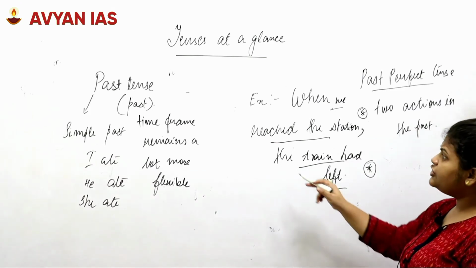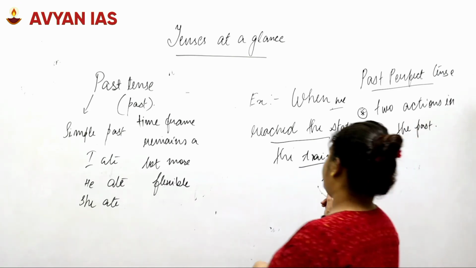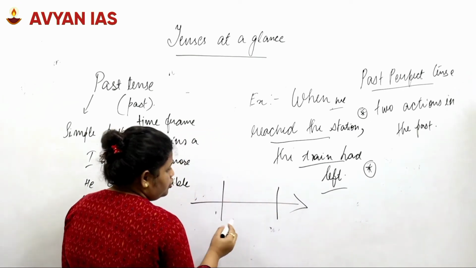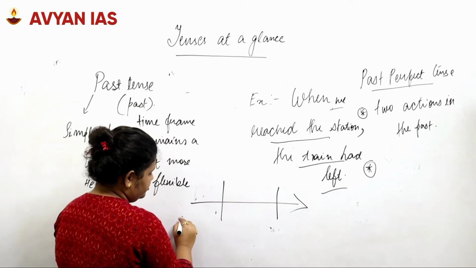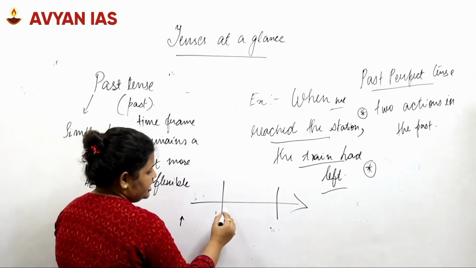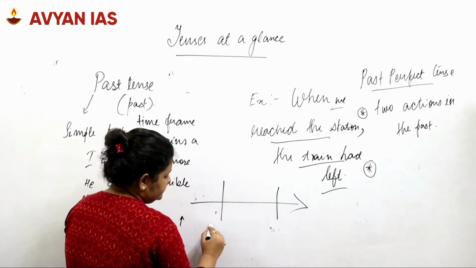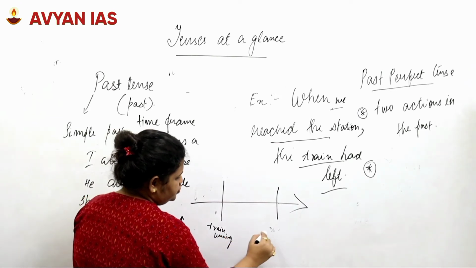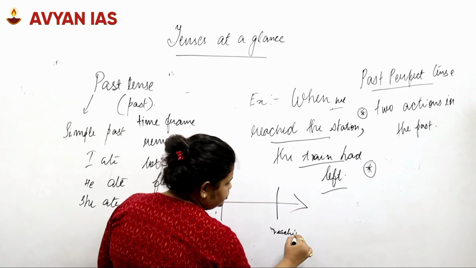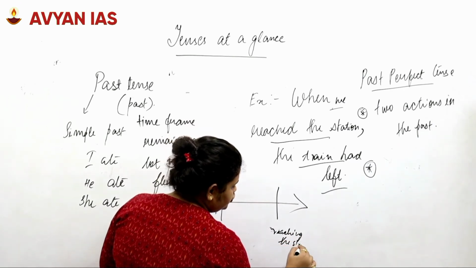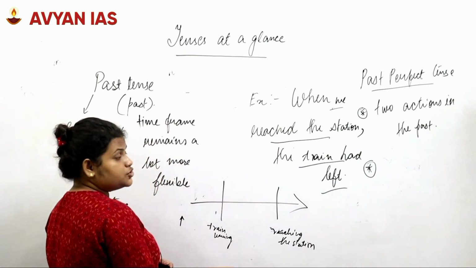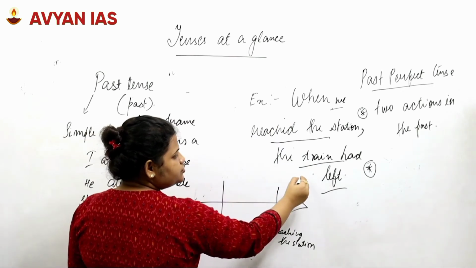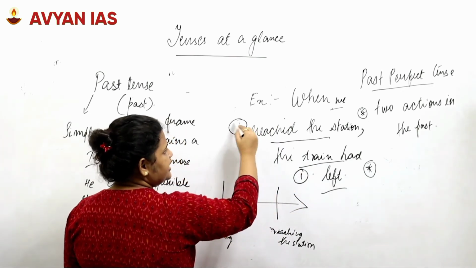However, when we look at it from a timeline, if we are drawing a timeline, for example, I am here now and I am narrating it from a perspective where I can see both the incidents. One is the train leaving and the other is we reaching the station. So the one that is more in the past, the train left first and then they arrived. So this was the first action that happened and this was the second action that happened.